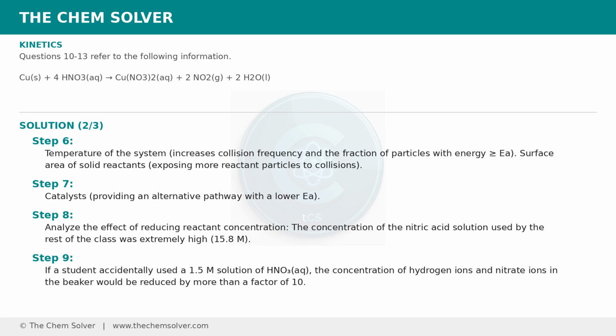Analyze the effect of reducing reactant concentration. The concentration of the nitric acid solution used by the rest of the class was extremely high, 15.8 molar. If a student accidentally used a 1.5 molar solution of HNO3, the concentration of hydrogen ions and nitrate ions in the beaker would be reduced by more than a factor of 10.